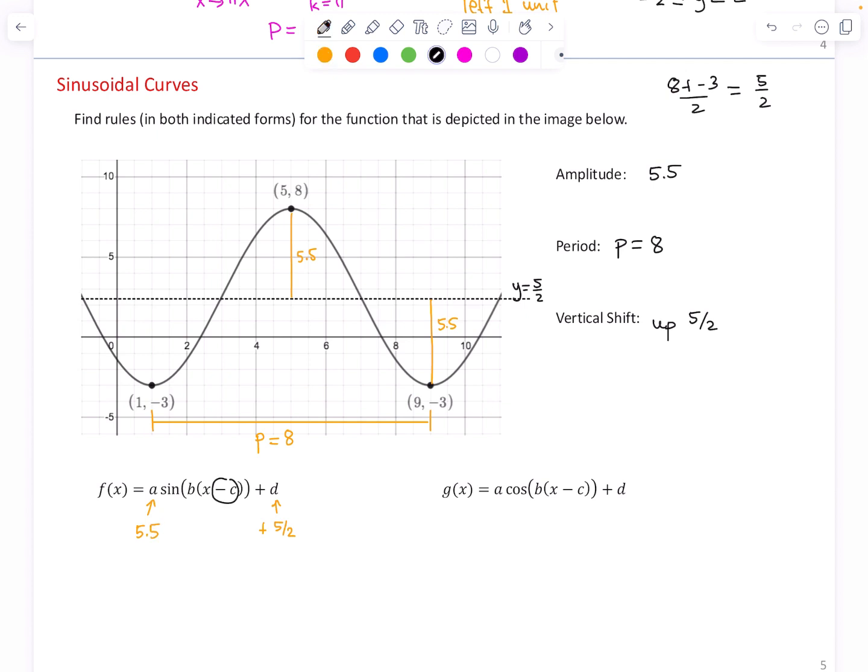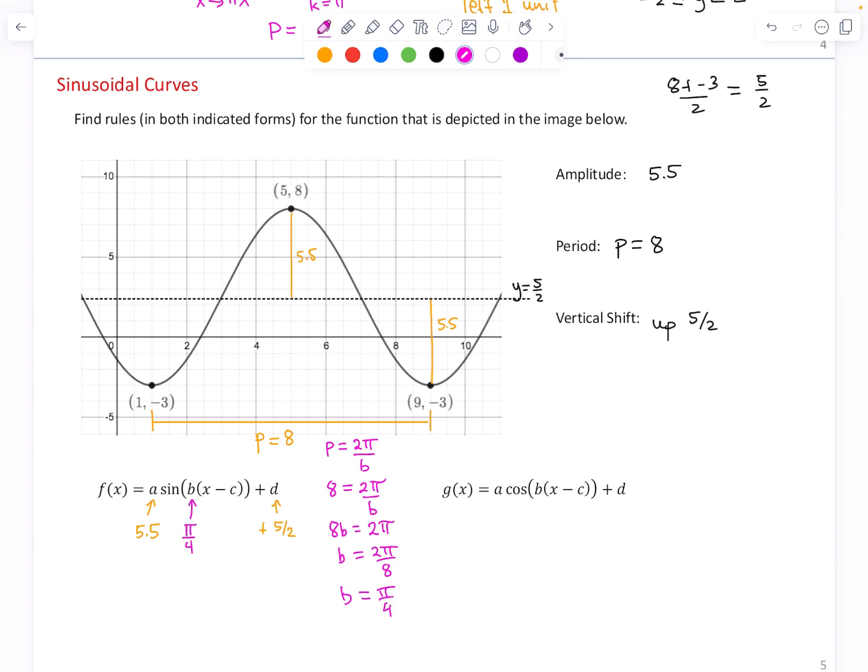We're going to focus on this phase shift right here last. Pretend like it's not there, so your argument would just be bx. Well, this b is taking the role of k from our earlier slides, and we know that the period is equal to 2 pi divided by that k, or in this case, b. We also know we want the period to be 8, so this allows us to create an equation where I can solve for b. If I multiply b to the other side, and now divide by 8, we get 2 pi divided by 8, which simplifies to pi fourths. This tells you that we need a pi fourths for this coefficient.